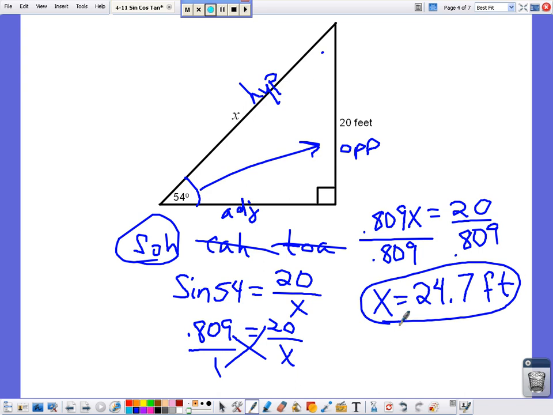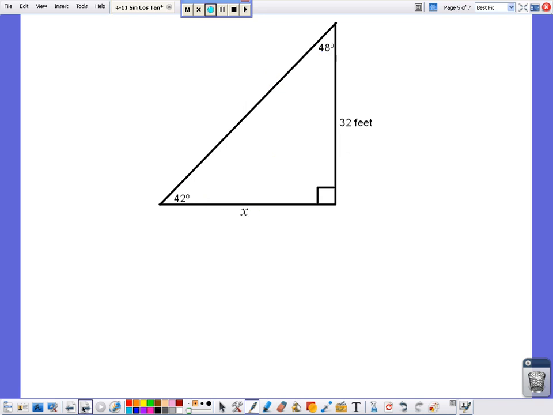Let's try one more. Now this one, I got two angles. And two angles are okay. You just have to make a choice. Which angle do you want to use? So I've been using the bottom angle for a long time. Let's use the top angle. It doesn't matter which angle you use, but you got to choose.